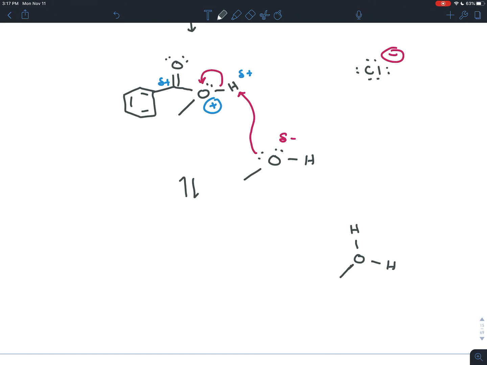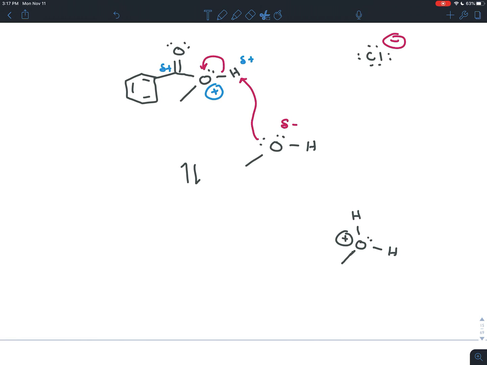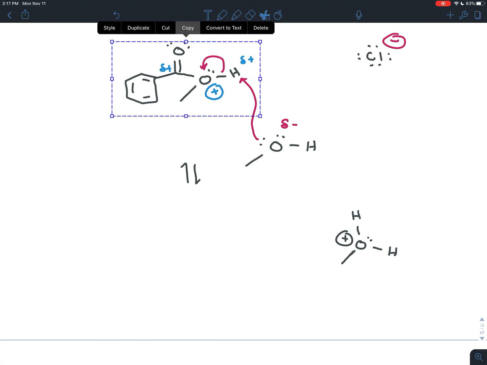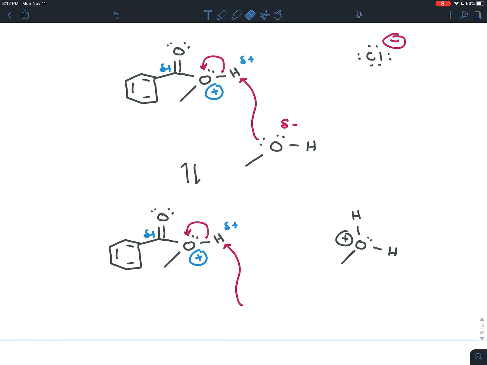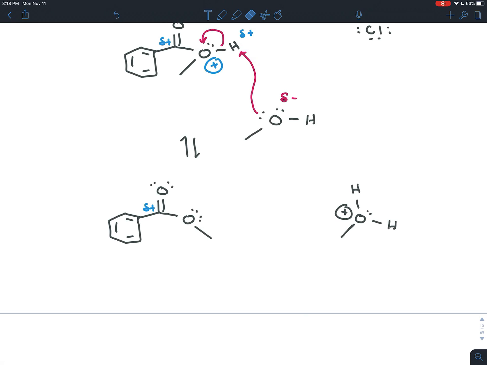this methanol with a positive charge on the oxygen and this here. Now I'm going to reposition this methyl group. And so that is our product. That is actually the product we want.